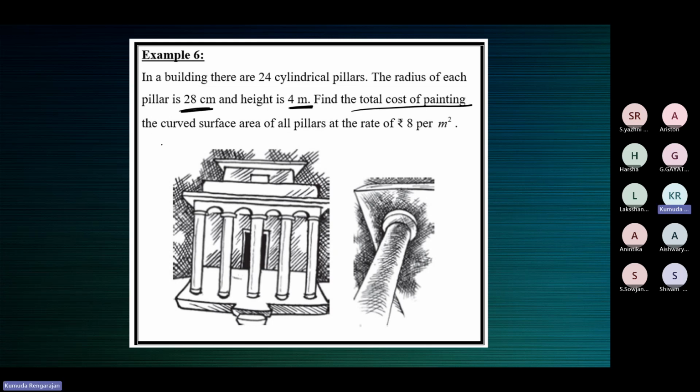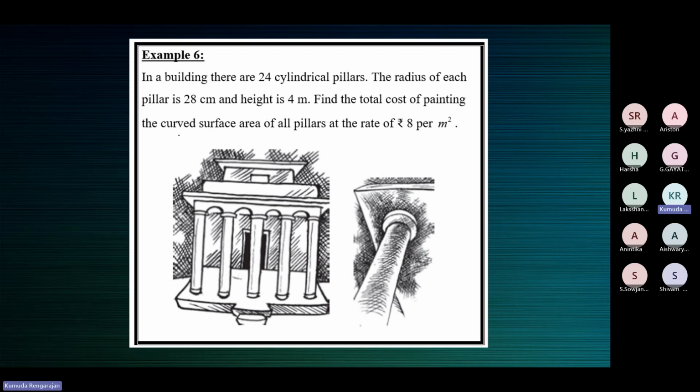Find the total cost of painting the CSA of all the pillars at the rate of rupees 8 per meter square. Even if the word curved was not used, you should find only the curved surface area. Supposing the question was find the total cost of painting the surface area of all the pillars, even if the word curved was not mentioned, it still means only the curved surface area.